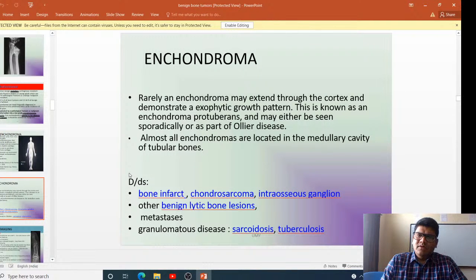So rarely an enchondroma may extend through the cortex and demonstrate an exophytic growth pattern. Rarely. Okay, almost all the enchondromas are located in the medullary cavity. So differential diagnosis is bone infarct, chondrosarcoma, intraosseous ganglion.